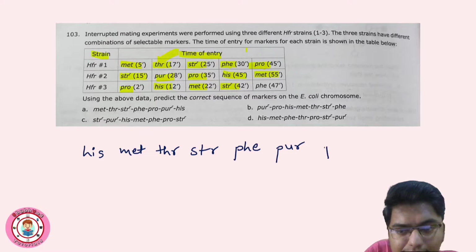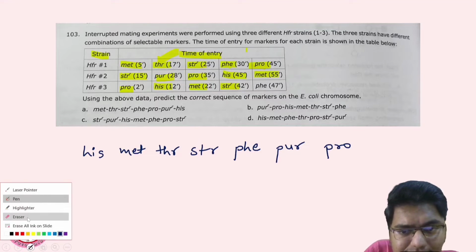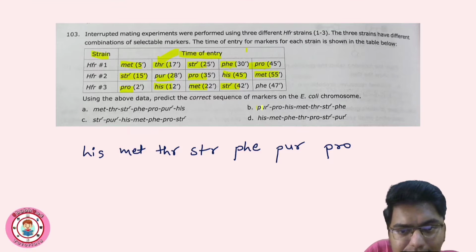Puromycin and proline. So this is the order, right? Now we will confirm. From the options, we can directly find puromycin, then proline. Puromycin is with proline, right? Then histidine, then methionine, right? Then threonine. After methionine, threonine, streptomycin, and phenylalanine.